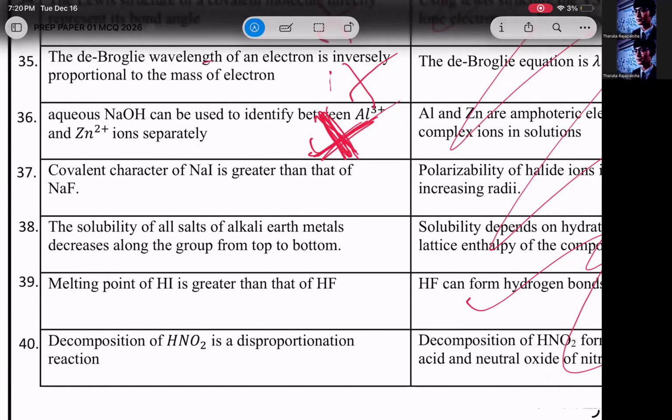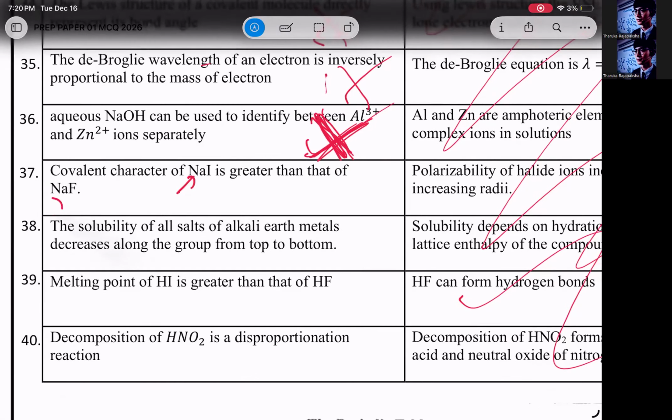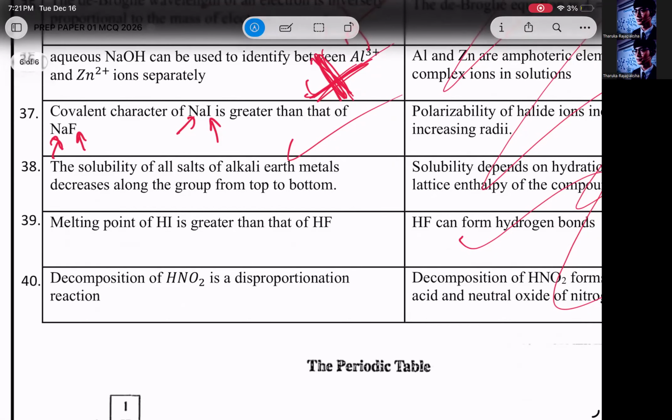37th one. Covalent character of NaI is greater than that of NaF. The cation is the same, the anion is only different. I minus has a larger size than F minus, so the polarizability of I minus is greater than F minus. Therefore, the covalent character of sodium iodide is greater than sodium fluoride. That's correct.